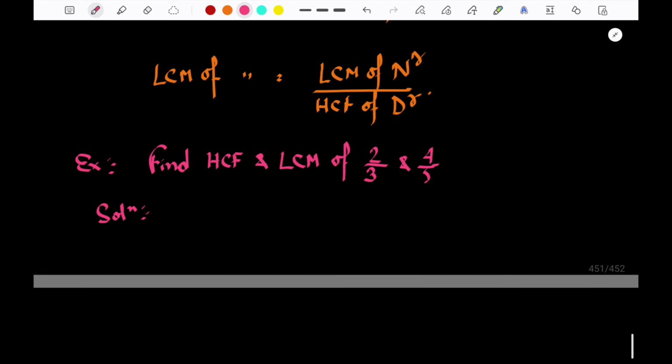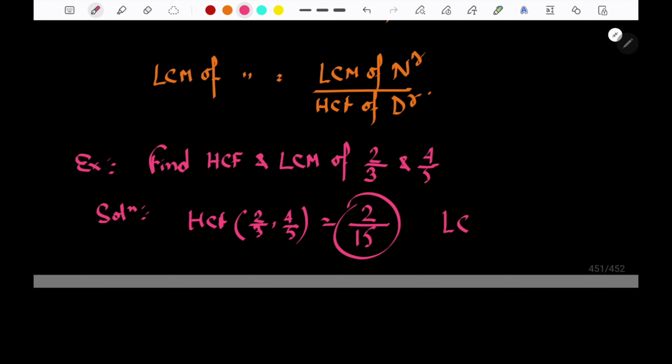2 by 3 and 4 by 5 is there. So if I find the HCF of 2 by 3 and 4 by 5, we have to take the HCF of the numerators, which is 2, and the LCM of 3 and 5, so this is 15. So basically HCF will be 2 by 15. And what about the LCM? LCM of 2 by 3 comma 4 by 5 will be the LCM of the numerators, so this will be 4 divided by 1. So the answer is 4. Done.